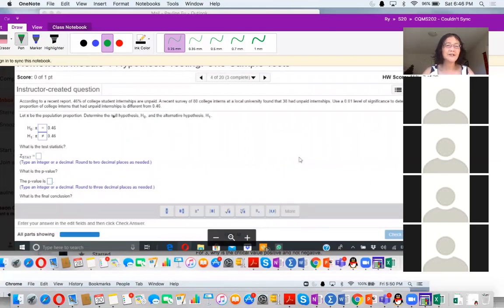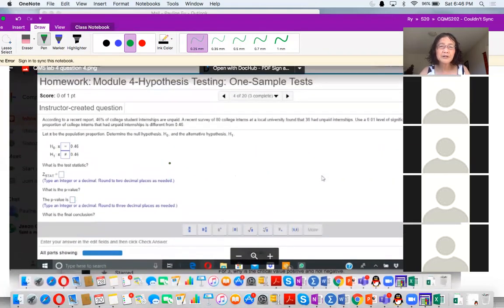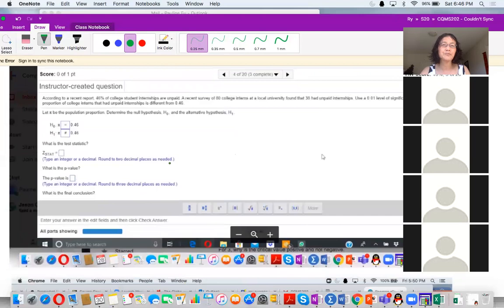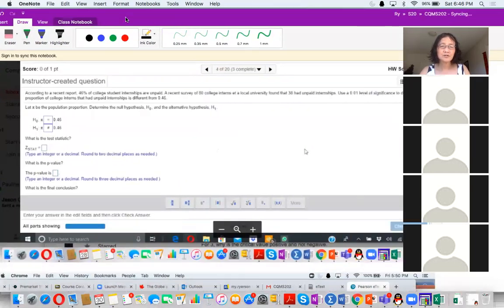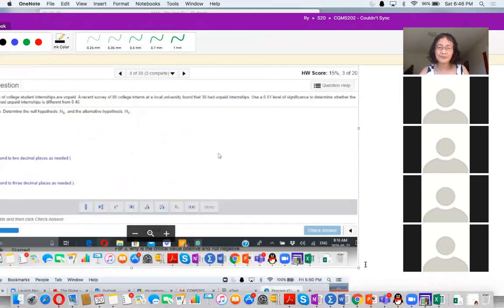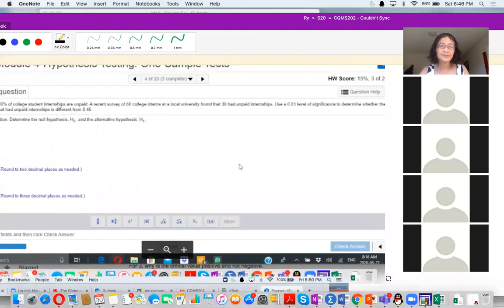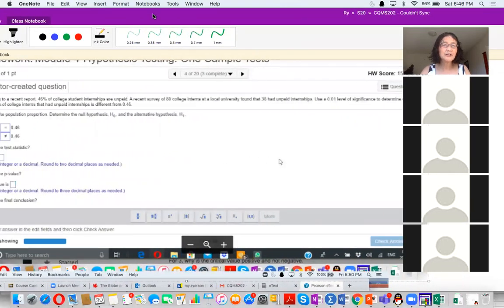The question is, I will read the question. I'll try to make the font bigger. By the way, this is, again, module 4, question 4. Try to make this font bigger. Maybe you cannot see it, a little bit blurry.